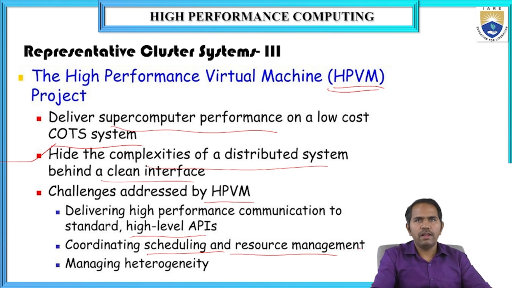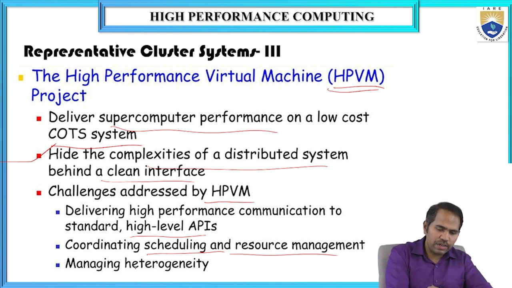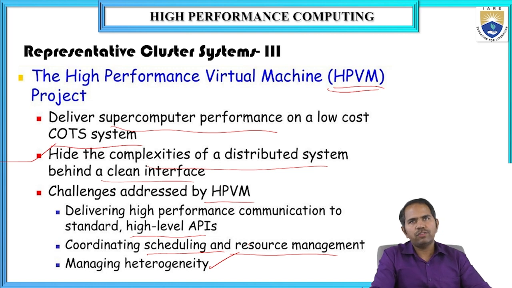Coordinated scheduling means deciding which process has to be executed first, the scheduling algorithm, and resource management, such as printers, so you can utilize resources effectively in a cluster environment. The third thing is managing heterogeneity, since different things will appear. So this is what we discussed about the representative cluster three.